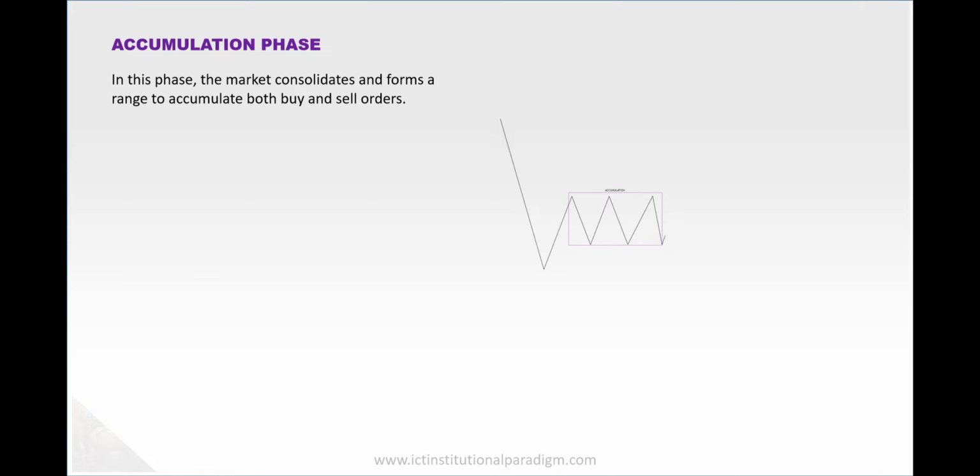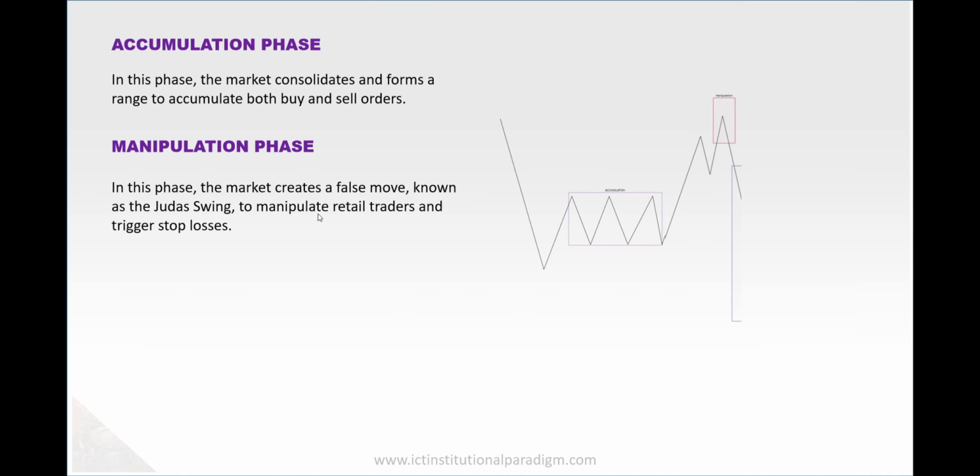Now we have the accumulation phase. You can look at this example right there. In this phase, the market consolidates and forms a range to accumulate both buy and sell orders. Then comes the manipulation phase, where we look for the fake move. The market creates a false move known as a Judas swing to manipulate retail traders and trigger their stop losses. So we have accumulation and then a false move. Why? Because we are going lower as our draw on liquidity is on these lows, so we look for manipulation above these highs.